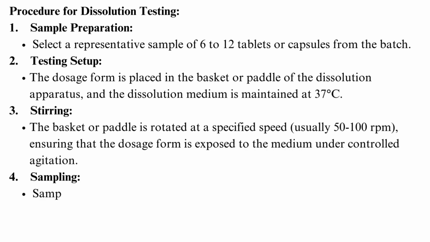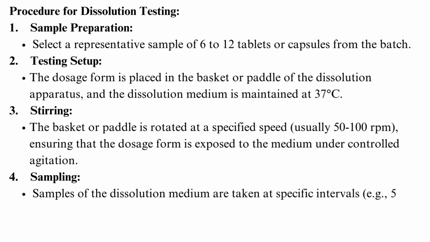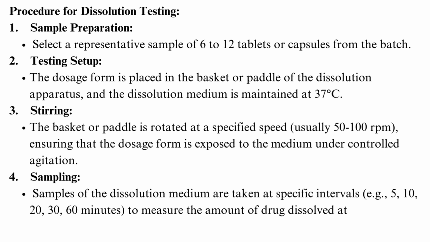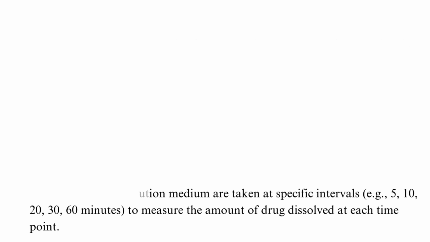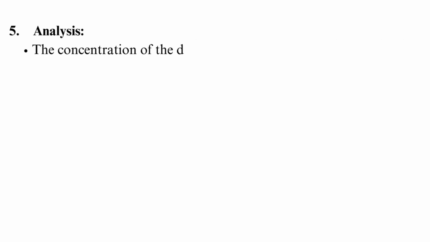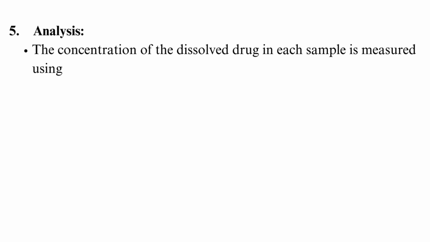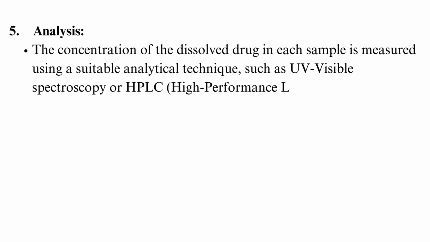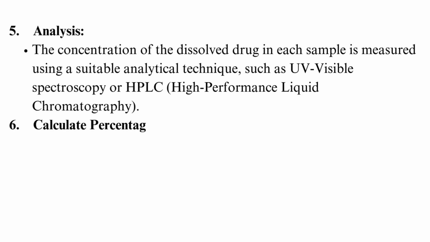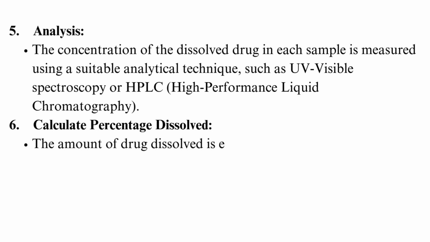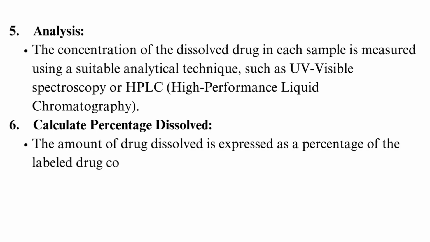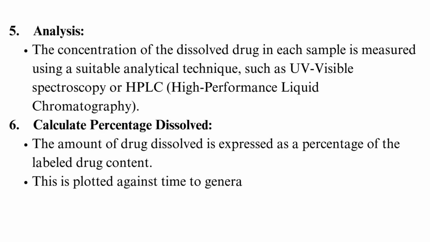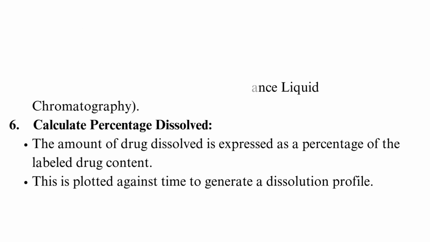Sampling. Samples of the dissolution medium are taken at specific intervals, e.g., 5, 10, 20, 30, 60 minutes, to measure the amount of drug dissolved at each time point. Analysis. The concentration of the dissolved drug in each sample is measured using a suitable analytical technique, such as UV-visible spectroscopy or HPLC. Calculate percentage dissolved. The amount of drug dissolved is expressed as a percentage of the labeled drug content. This is plotted against time to generate a dissolution profile.